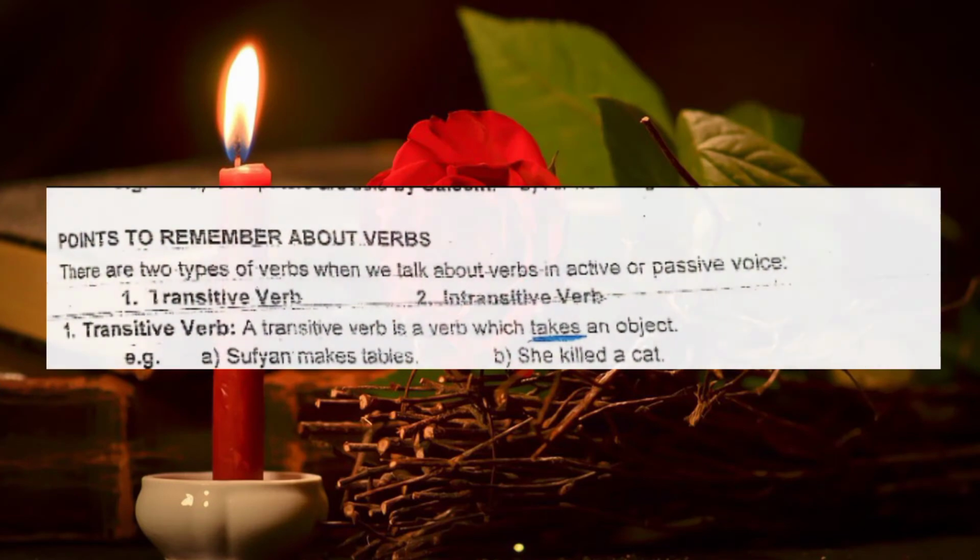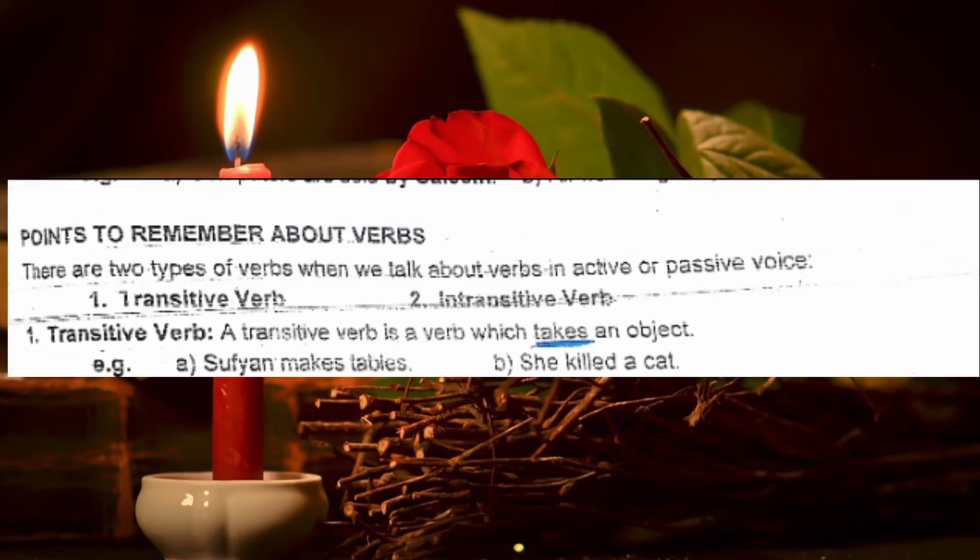to be remembered about verbs. There are two types of verbs when we talk about verbs in active or passive voice. One is transitive verb, and on the other hand we have intransitive verb. What is a transitive verb and an intransitive verb? Do you have any idea about these two terms? If you haven't, don't worry, I'm telling you.